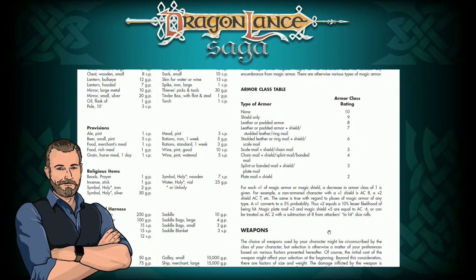So here, for each +1 of magical armor or magical shield, a decrease in armor class of 1 is given. For example, a non-armored character with a +1 shield is armor class 8, a +2 shield, armor class 7, etc. The same is true with regard to pluses of magical armor of any type. A +1 converts to a 5% probability, thus +2 equals a 10% likelihood of being hit. Magical plate mail +3 and magical shield +5 are equal to armor class -6, or can be treated as AC 2 with a subtraction of 8 from attackers' to-hit die rolls. Interesting.